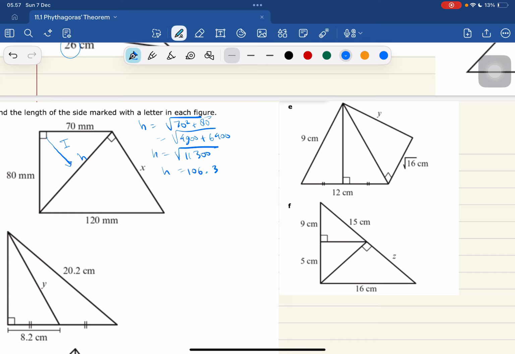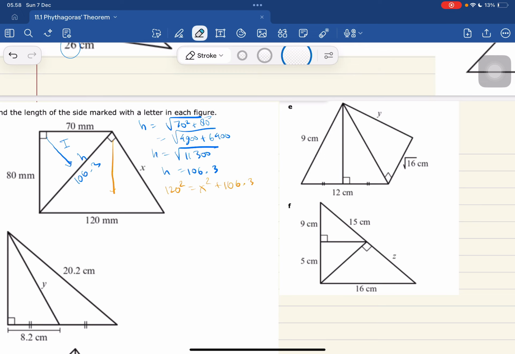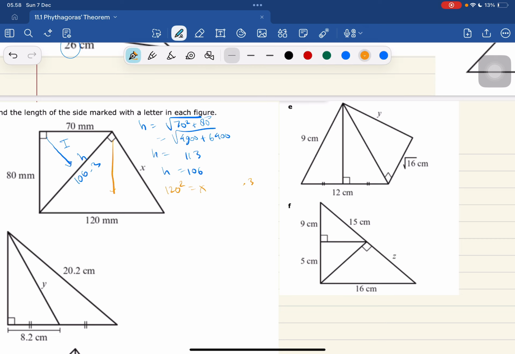Okay, we got it here. h is 106.3. Let's find the length of x. The side opposite the right angle is the hypotenuse. So the hypotenuse is 120, so 120 squared equal to x squared plus 106.3 squared. Or let us make it easy, just keep it in surd form.